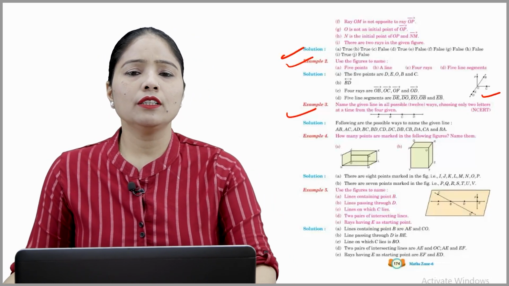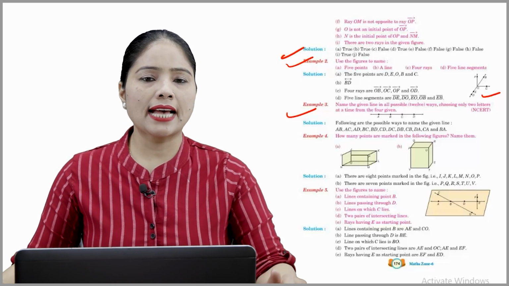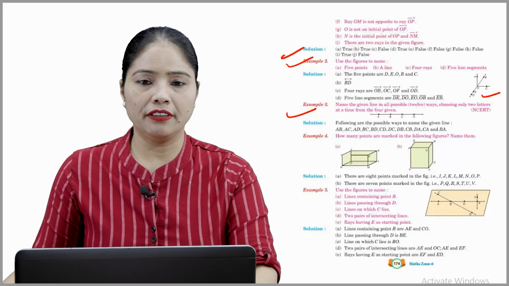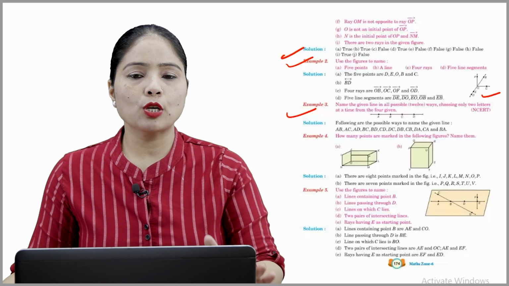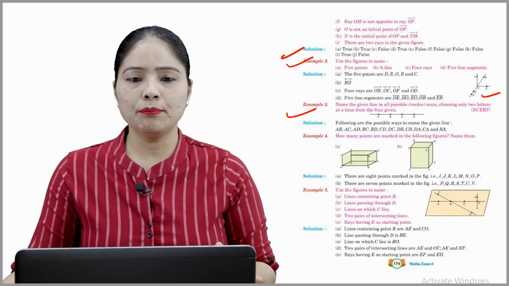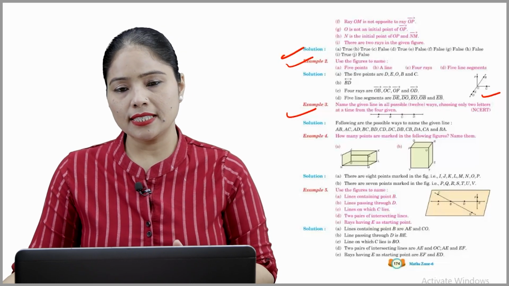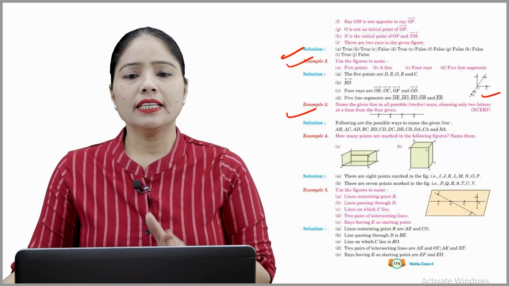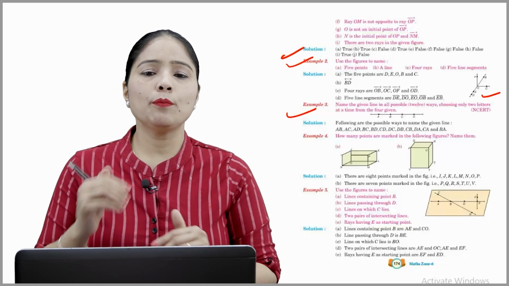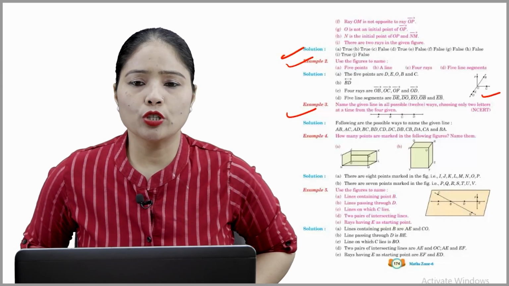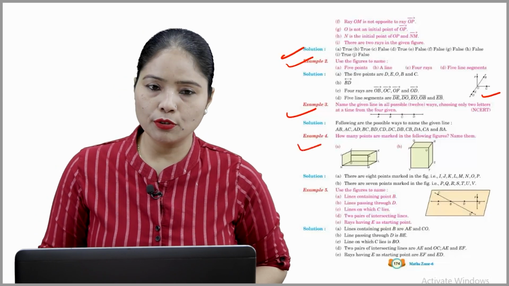Name the given line in all possible 12 ways, choosing only 2 letters at a time from the 4 given, like this: A, B, C, D. Solution: following are the possible ways to name the given line: AB, AC, AD, BC, BD, CD, DC, DB, CB, DA, CA and BA. These are the possible ways to name the given line. These are the names of the given line, beta. Okay, now example number 4.